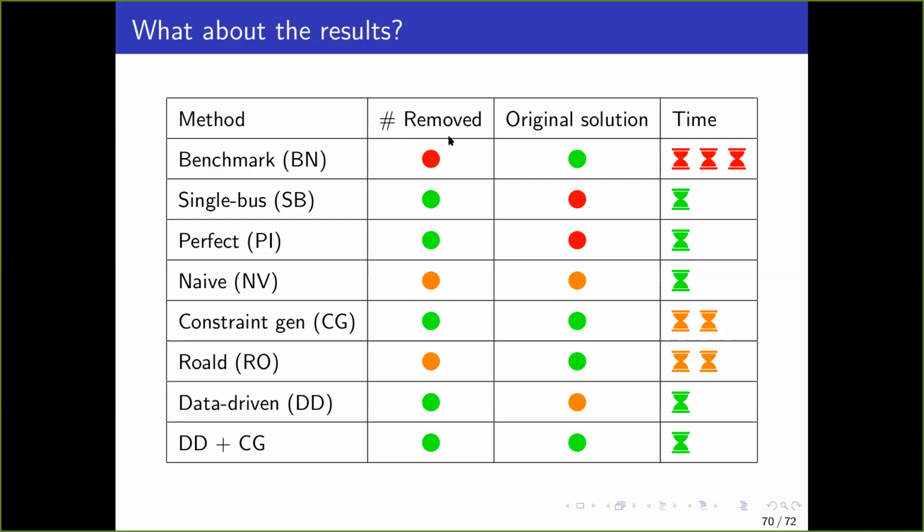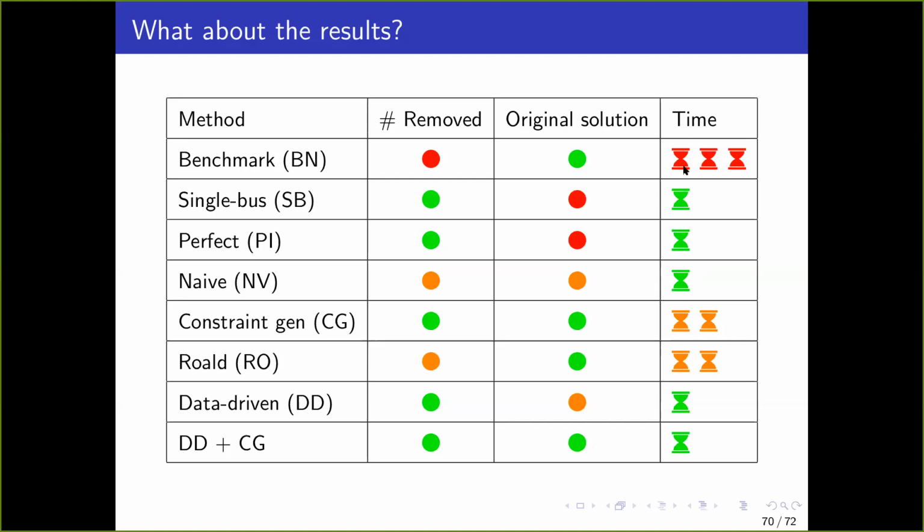Here is just the number of removed constraints, and red means that you are not taking away any constraint. The orange are the two methods that are a little bit conservative, and they don't remove a huge number of constraints. The second column is the ability to actually find the same solution as the benchmark. In red, these methods are very bad at this. And we have the three methods, the constraint generation, the rolled, and the data-driven plus constraint generation, that are able to recover exactly the same solution as the benchmark.